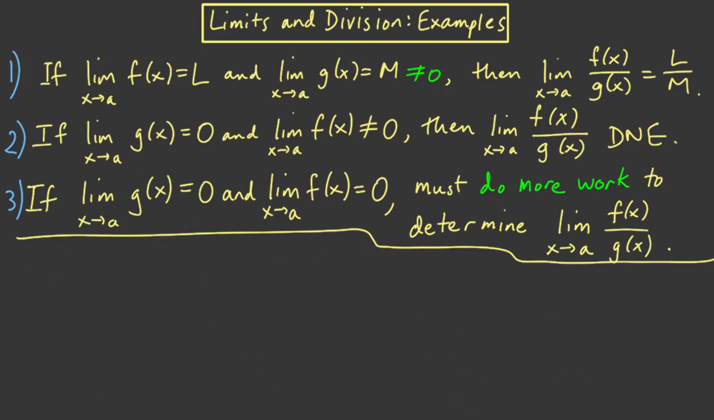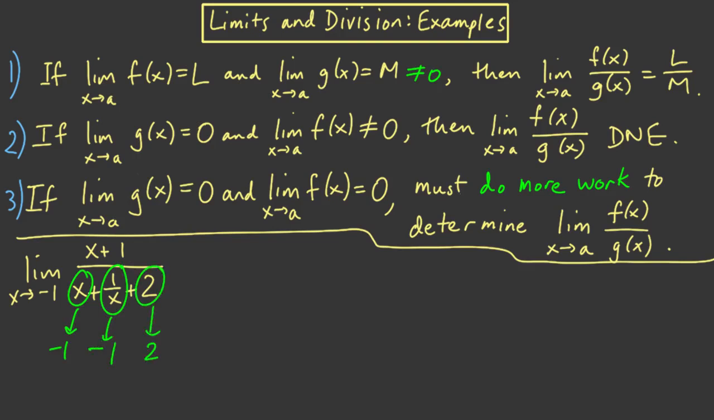Okay, let's do one other example. Let's say we have the limit of x plus 1 over x plus 1 over x plus 2 as x approaches minus 1. So as x is approaching minus 1, what's this denominator doing? Well, the x term is approaching minus 1. The 1 over x term is approaching 1 over minus 1, which is minus 1. And the 2 is just 2. So this denominator overall is approaching minus 1 plus minus 1 plus 2, which is 0.